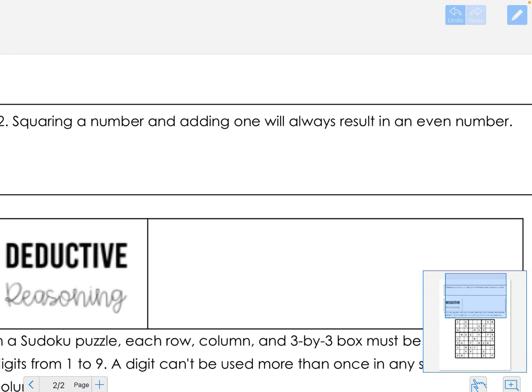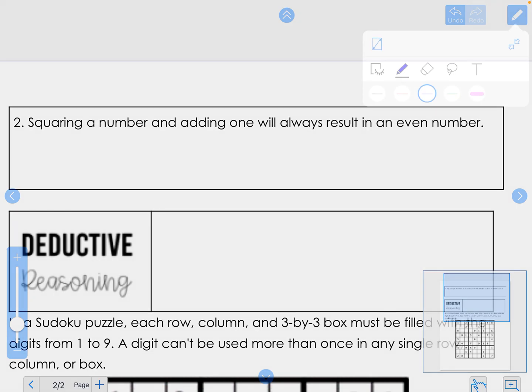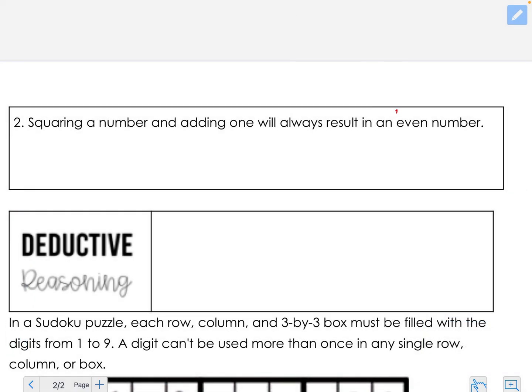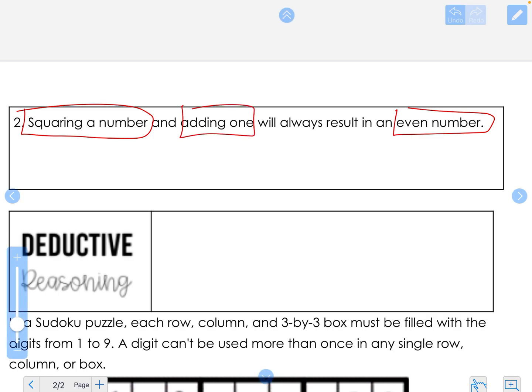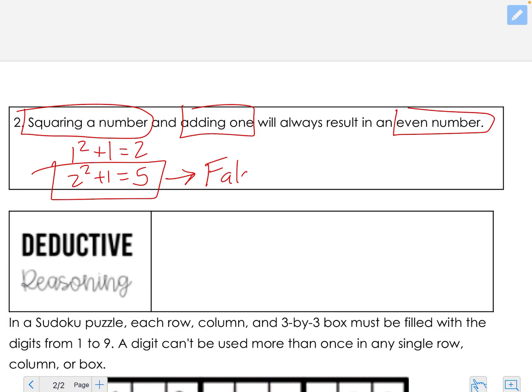All right, so let's look at another conjecture. Squaring a number and adding 1 will always result in an even number. So I need to square a number and add 1. So 1 squared plus 1 is going to equal 2. 2 squared plus 1 is going to equal 5. Well, 5 is not an even number, so this proves that my conjecture is false, and 2 squared plus 1 equals 5 is my counterexample.